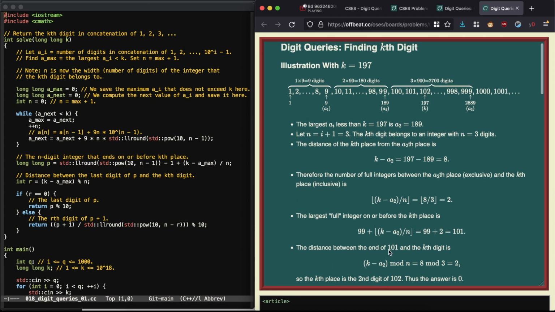And the distance between the end of 101, so this is the end of 101, and this is the place we are interested in. So the distance between this one and this place is the remainder that we had found earlier, so 8 modulo 3, because the complete distance was 8, and 3 times 2 were consumed by this thing. So 8 mod 3, which is 2, is the digits that are spilled over to this position k. So the kth place is the second digit of 102, thus the answer is 0. Okay, so that is one example.